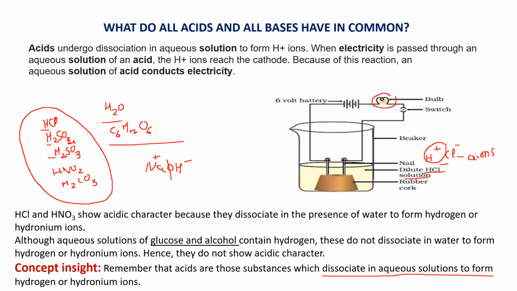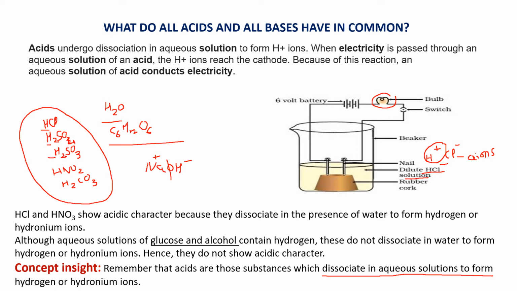Hydrogen or hydronium ions. Children, it is very, very important. Just having hydrogen doesn't make the compound acidic. The compound is said to be acidic when, in the dilute solution or aqueous solution, aqueous meaning when I mix this compound with water, it is able to dissociate and conduct electricity.